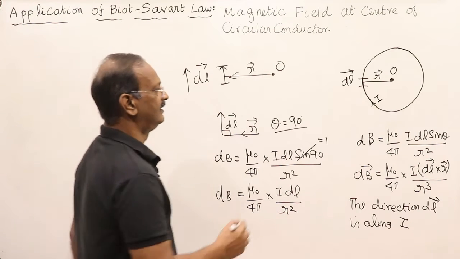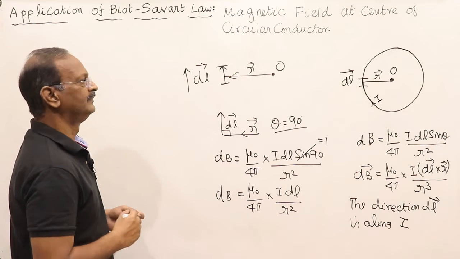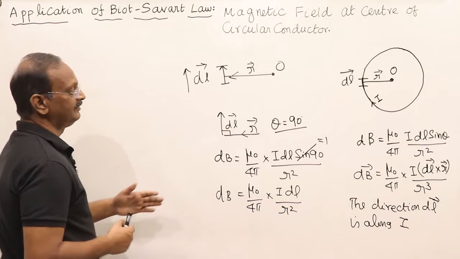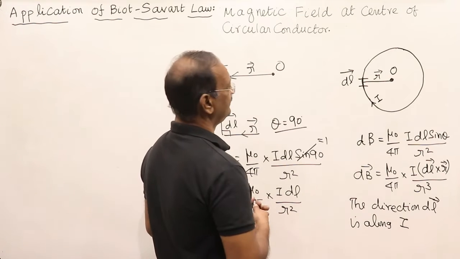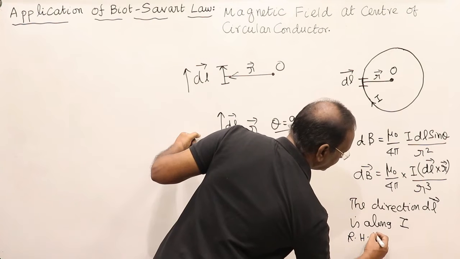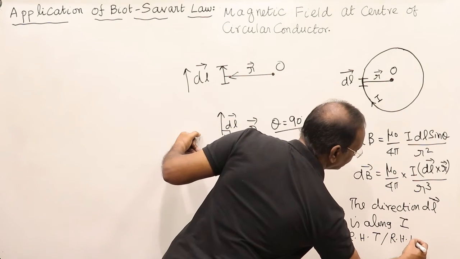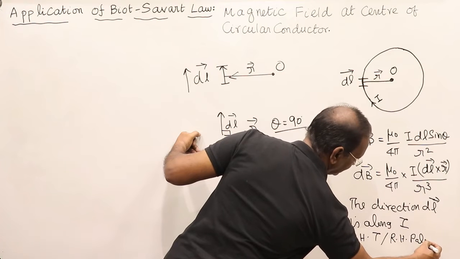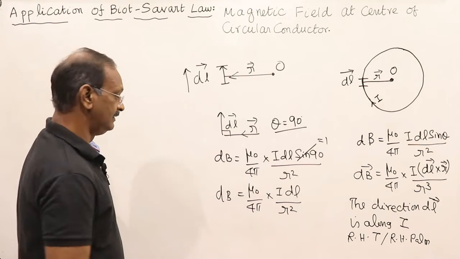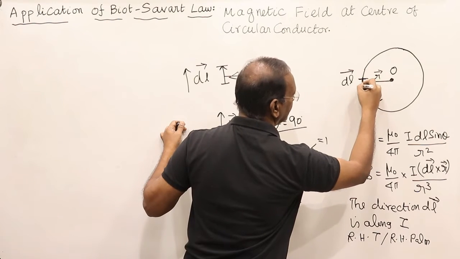Now you understand what is r. This distance is called r. We can take it as the radius of the circular portion. Now the direction can be found out by the right hand thumb rule or right hand palm rule, so direction is not a problem. So this is the magnitude. Now this is the magnetic field produced due to this elemental length.